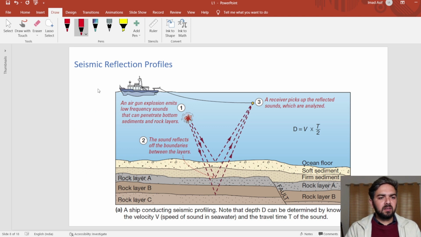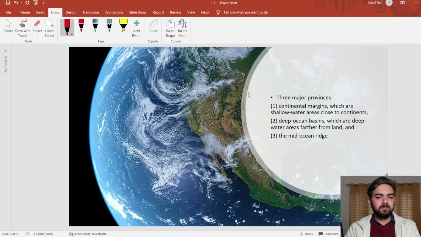And this is another method that uses seismic reflection profiles, and it's very similar to the sound techniques that we talked about earlier. We send low frequency sounds, they reflect back, and then they are recorded, so we can use this to map the ocean floor.